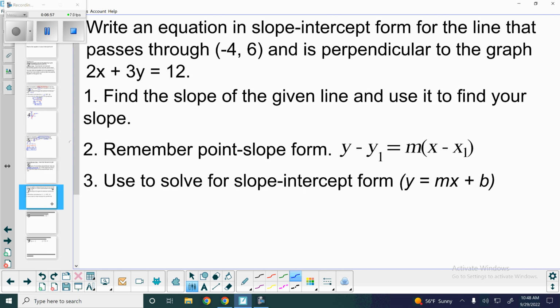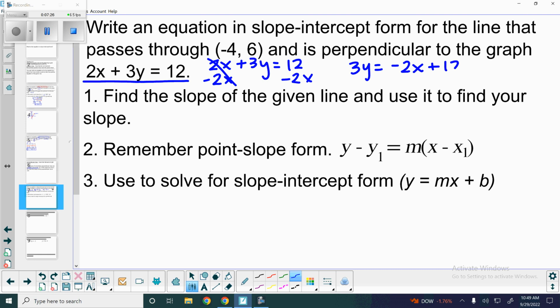Now the first thing that's wrong with this is that this equation right here does not come out and tell me what m is because it's not solved for y equals mx plus b. I don't know the slope right off the bat. So I'm going to put it in slope intercept form first. I'm going to take my 2x plus 3y equals 12. I'm going to subtract my 2x and put it on the other side. That's going to leave me with 3y equals negative 2x plus 12. And then I'm going to divide by 3.